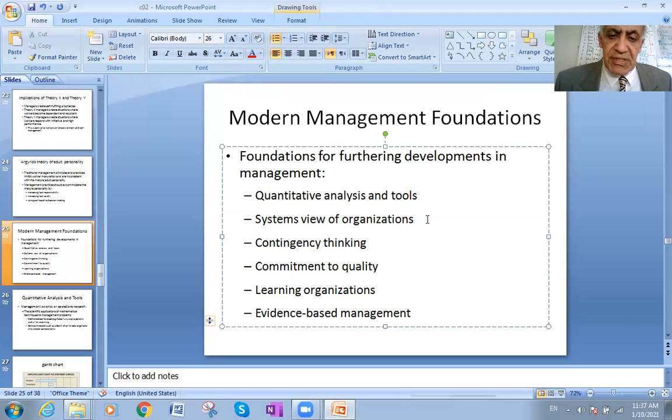System views of organizations, contingency thinking. Contingency is based on the situation itself. You cannot say always that you will do this at this time or when you face this situation. Look at the situation itself and it will tell you when to work X, when to work Y.